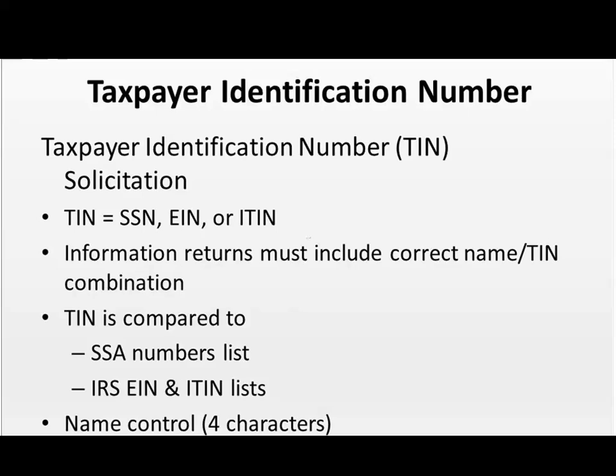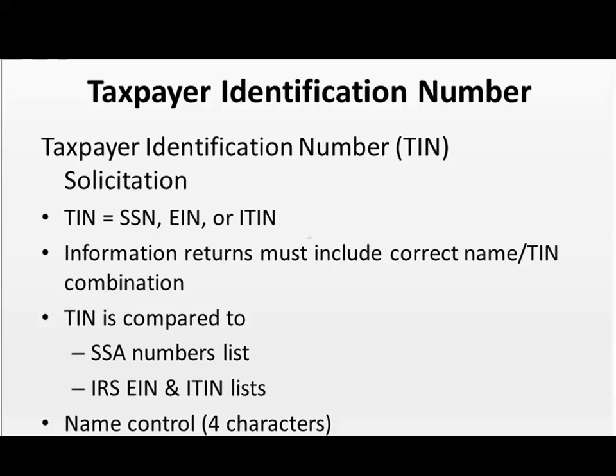So, okay, solicitation is really, really important with these tax ID numbers. You have to be able to show that you solicited the number because if it's incorrect or it's missing or the name's not correct, you could be penalized for not having the correct information on a return, and the penalties are pretty stiff. We'll talk about those in a moment.